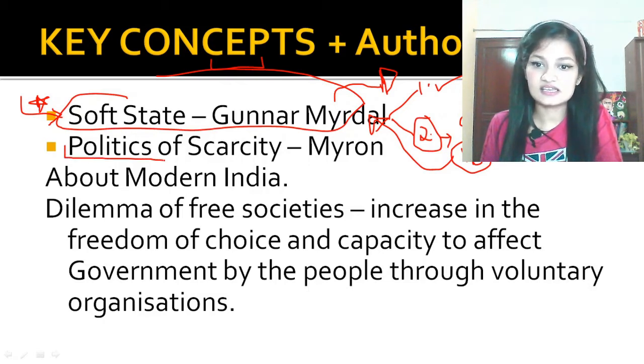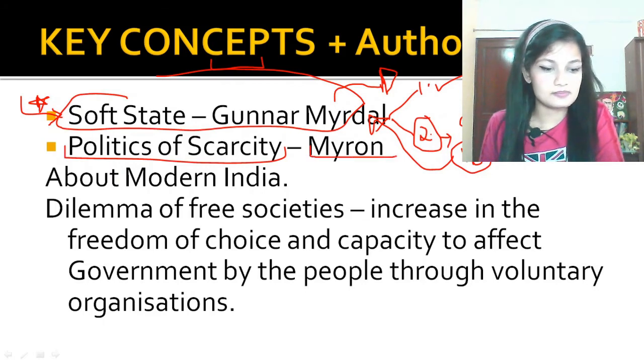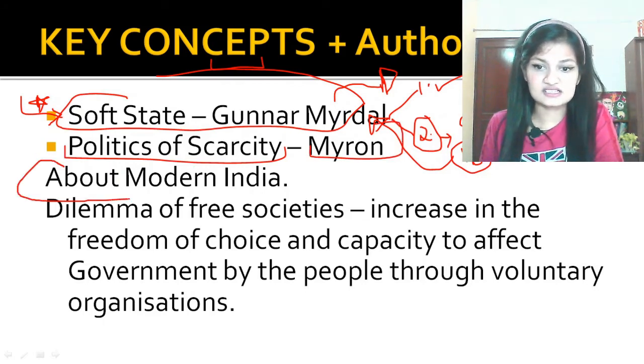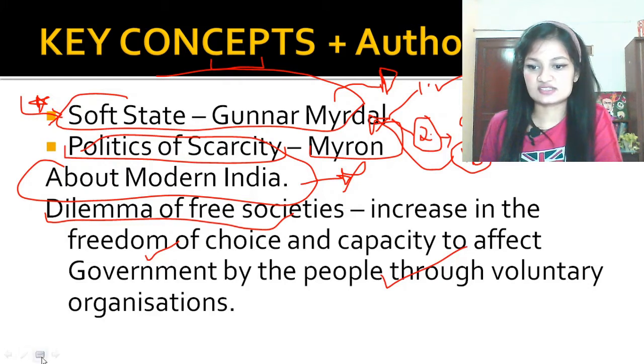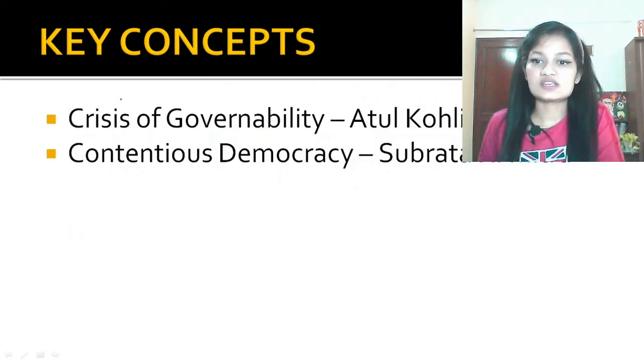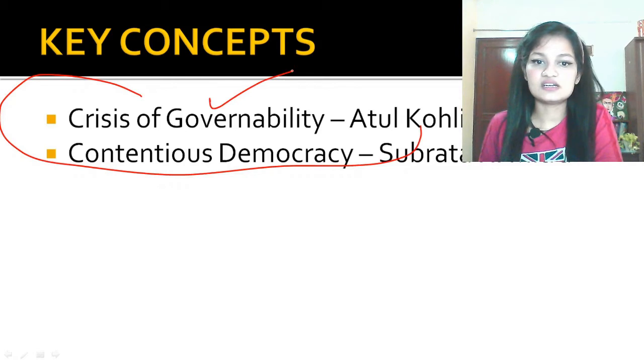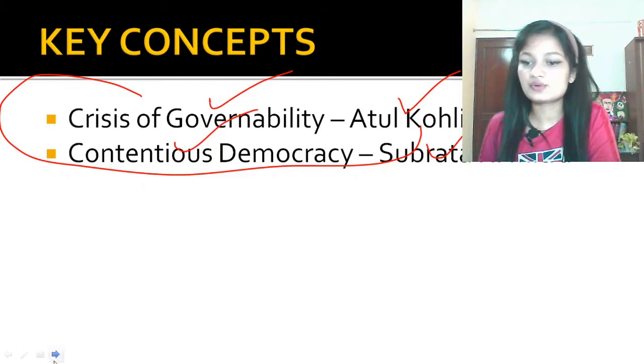The second thing is going to be politics of scarcity. So this basically was a study on modern India conducted by American scholars, and it talked about a dilemma of free societies to increase the freedom of choice and capacity to affect government by the people through voluntary organizations. So you just have to keep that in mind. Okay, so the next two, The Crisis of Governability by Atul Kohli and Contentious Democracy, are just books and authors you have to keep in mind.